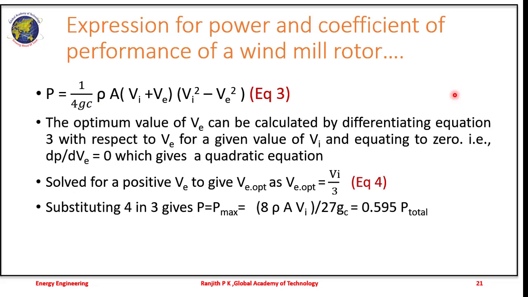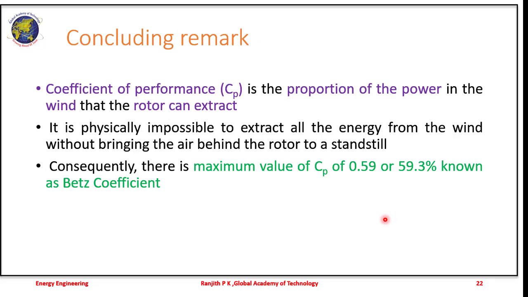finally after all the substitution and deduction, it comes to the expression that the power that is available becomes maximum at a certain stage, and this is 0.595 of the total power. So if this is the total power that is available, the maximum power is only 0.595 times the total power. This gives rise to the coefficient of performance, which is the proportion of the power of the wind that the rotor can extract. This maximum value is known as Betz's coefficient, that is, 0.595.